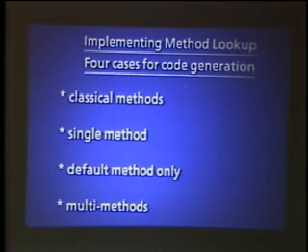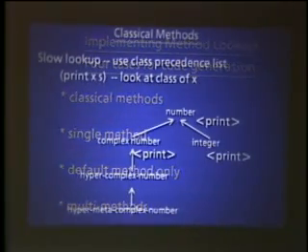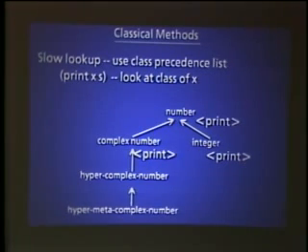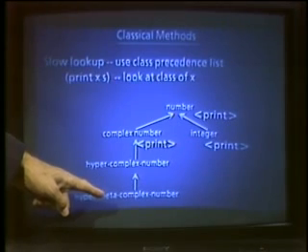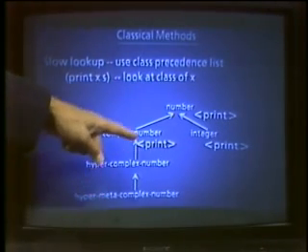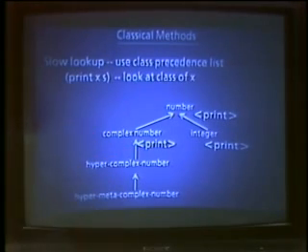Now, at this point I want to give you a brief look at how we can implement this sort of thing. Remember what I said was that the generic function itself implements this selection procedure. So there's four kinds of cases, and I'm going to go through each of the four in turn. For classical methods, how does this work? Well, a very simple way, as we said, is you go up the class precedence list. And here you have a tree, and it says a hypermeta complex number and a hypercomplex number and a complex number. If you have an instance of a hypermeta complex number, the first place where there's a print procedure is up here at complex number, and that's where you would find the method to actually do what you wanted to do.